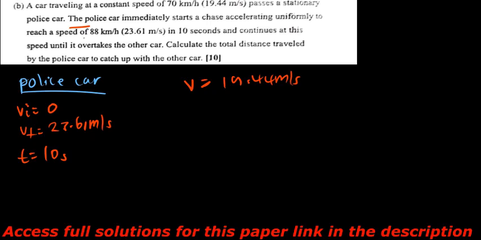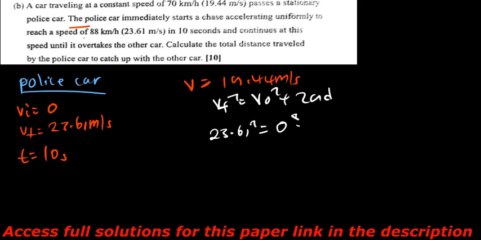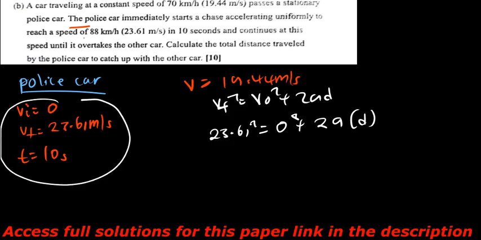Now I'm going to use this formula: the final squared equals the initial squared plus 2AD. The final of the police, we know, is 23.61 squared, equal to the initial, which is 0, plus 2. But I don't know the acceleration, and I want to find the distance. So we have this information here, and I can use it to find the acceleration using this formula.